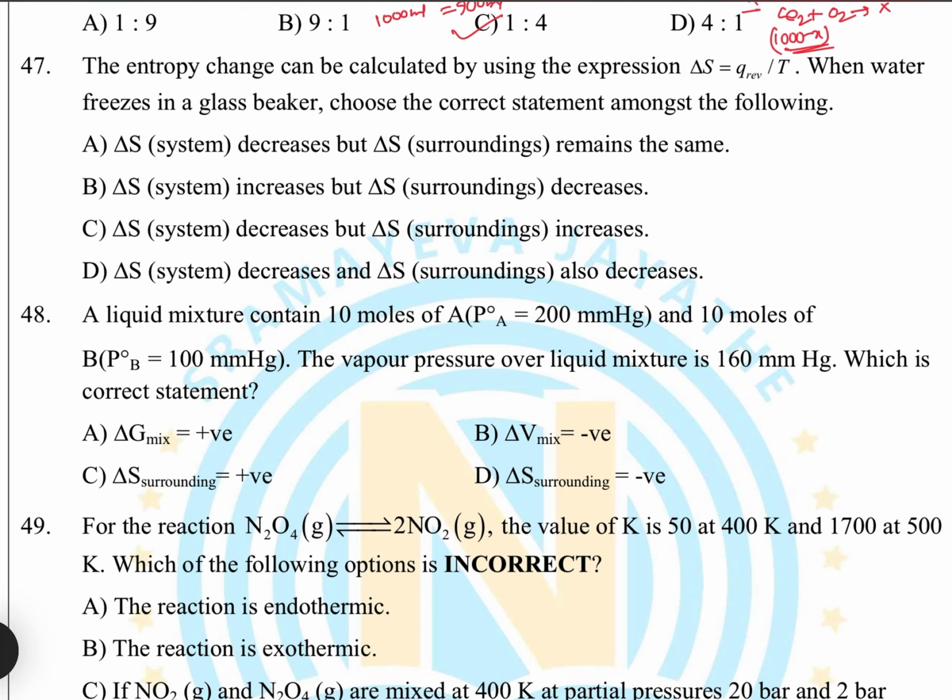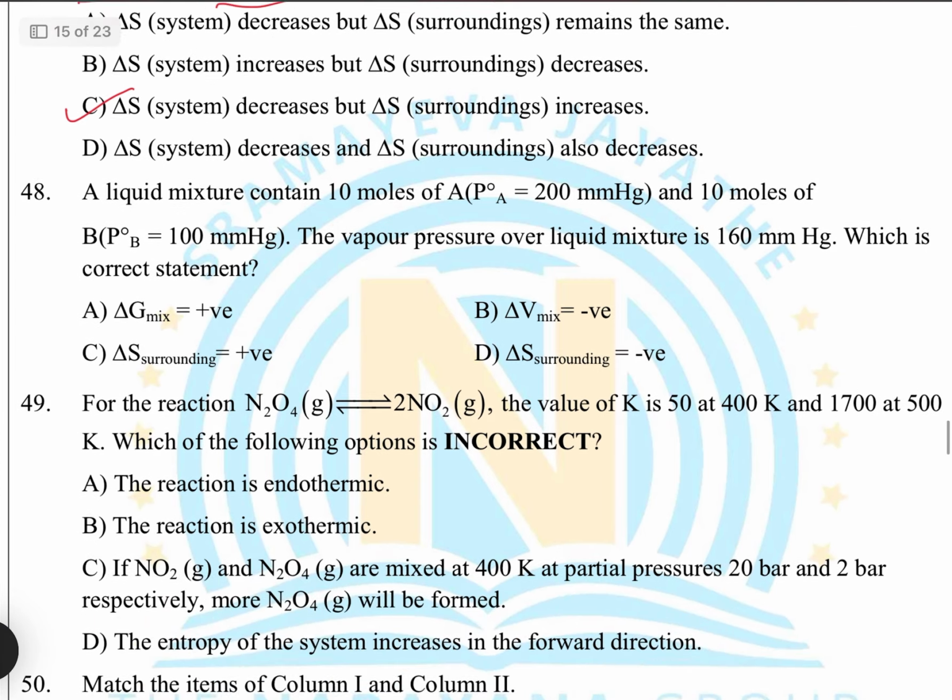47th. Correct statement. When water freezes in a glass beaker, delta S system decreases, and when system delta S decreases, that means surroundings delta S increases.